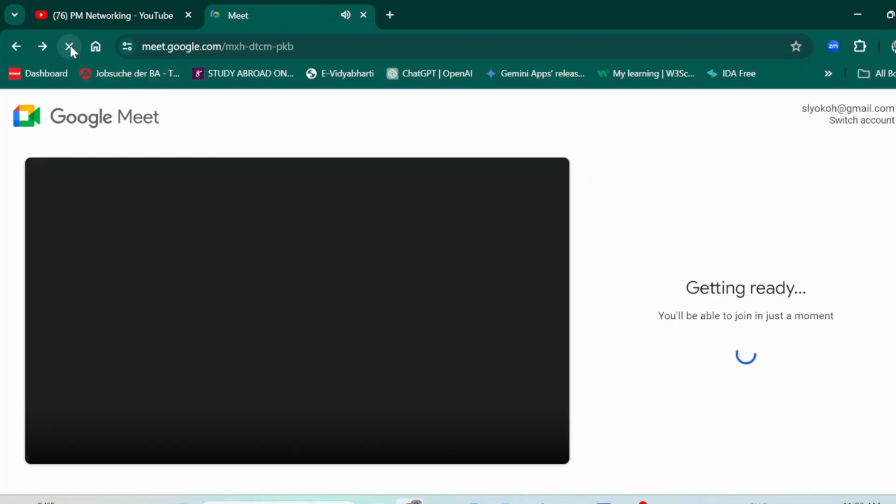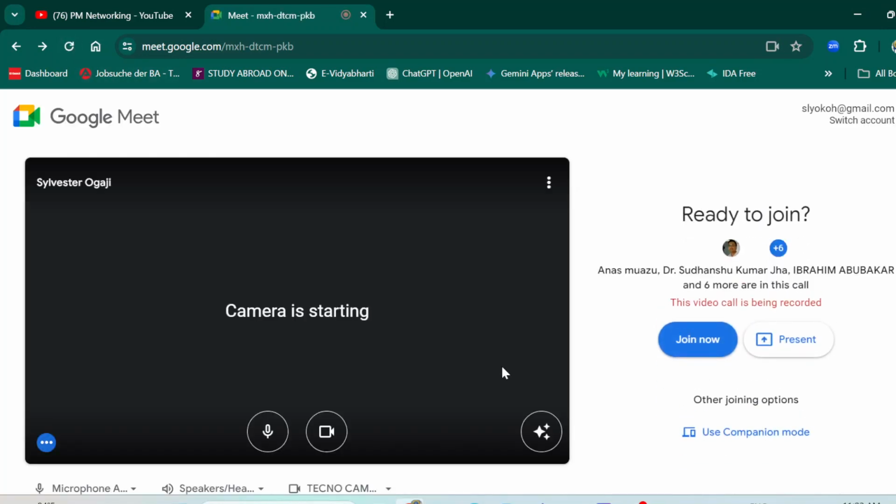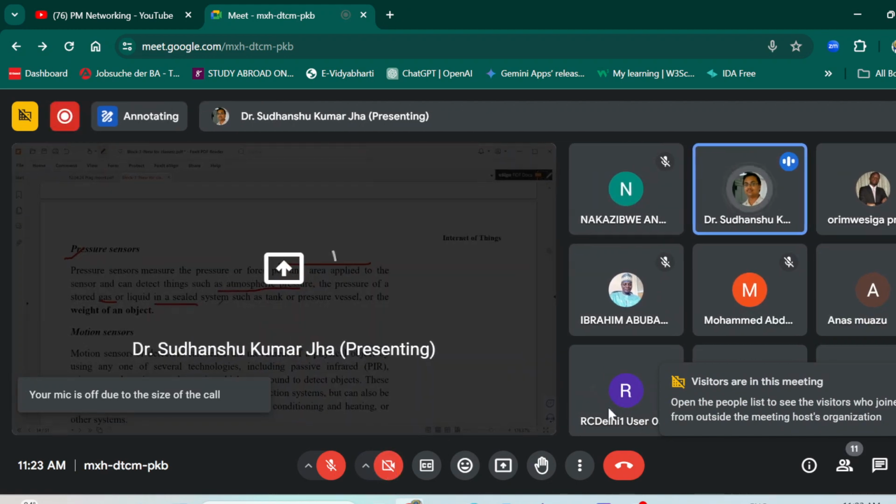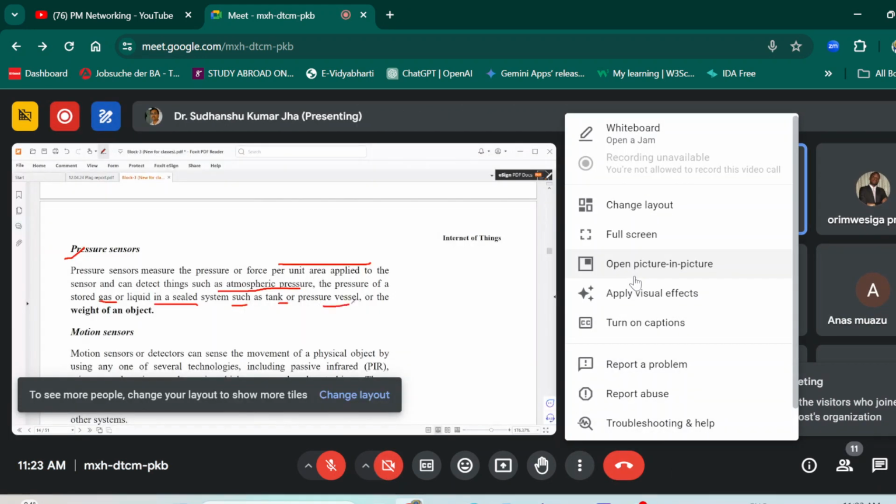some kind of chambers where the pressure, atmospheric pressure, pressure of the stored gas or liquid in the system, tank, is measured by the pressure sensor.